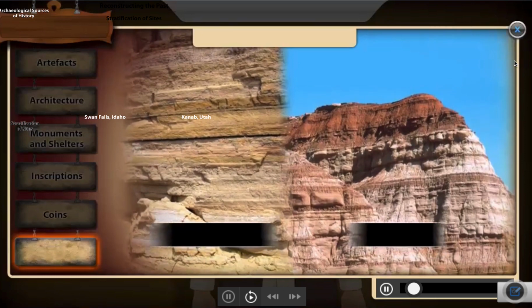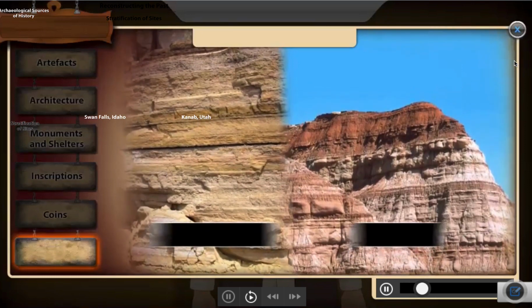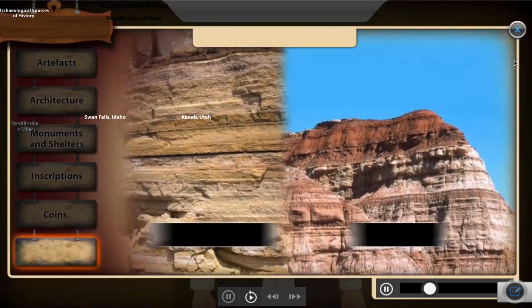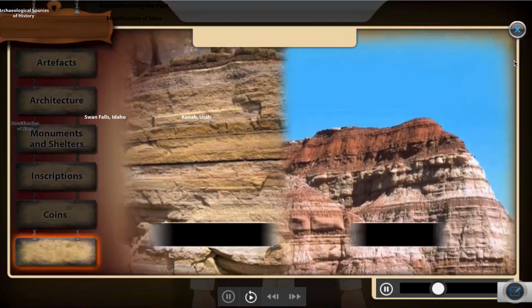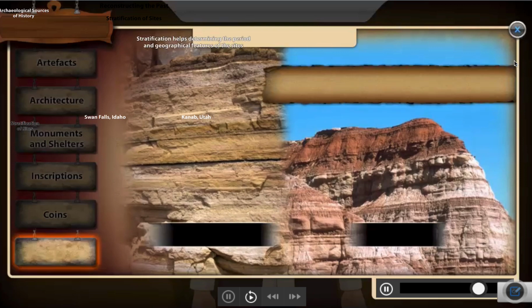Sometimes, the deposition of sediments by rivers and wind leads to the formation of layered structures. This process is called stratification. The archaeological objects found in the layered structure help the archaeologists determine the period and features of the sites.